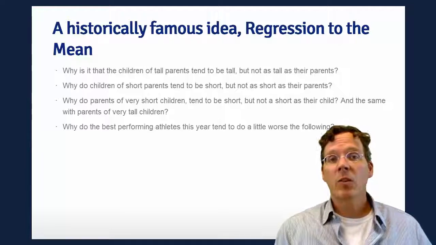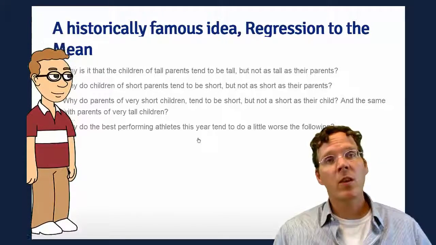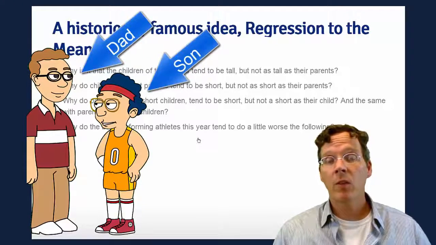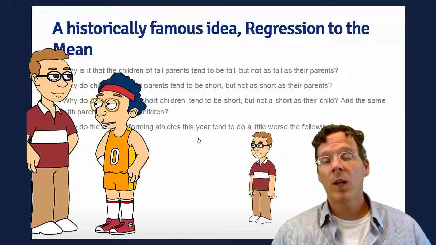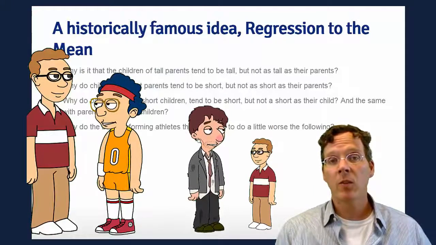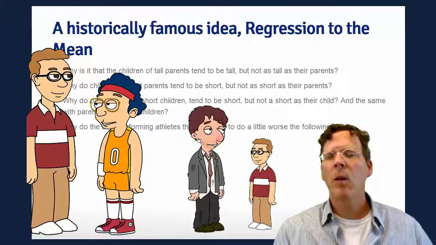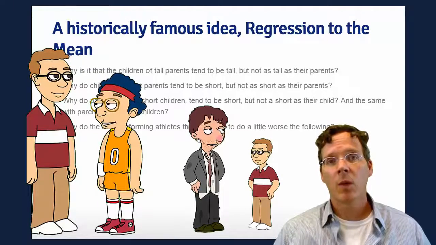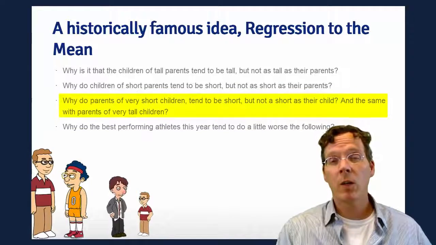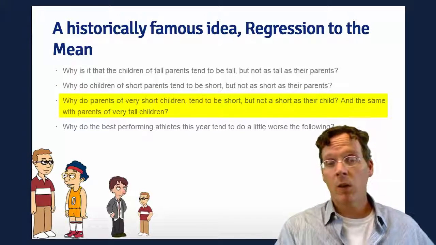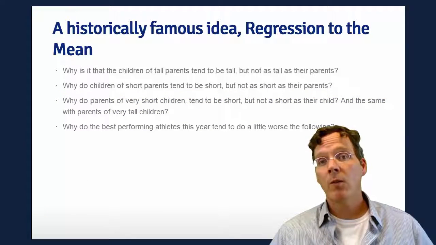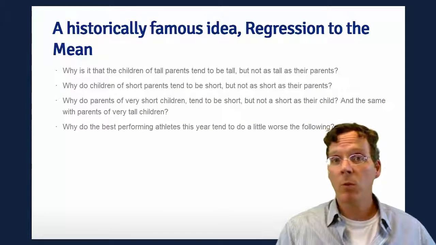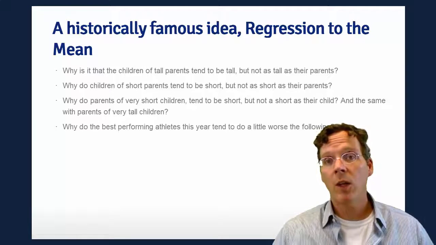Regression to the mean asks questions like this. Why is it that the children of very tall parents also tend to be tall, but not quite as tall as their parents? And also, why do the children of very short parents tend to also be very short, but not quite as short as their parents? We can also reverse whether we're talking about the parents and the children. Why do the parents of very short children tend to also be short, but not quite as short as their children? And why do the parents of very tall children tend also to be tall, but not quite as tall as their children?